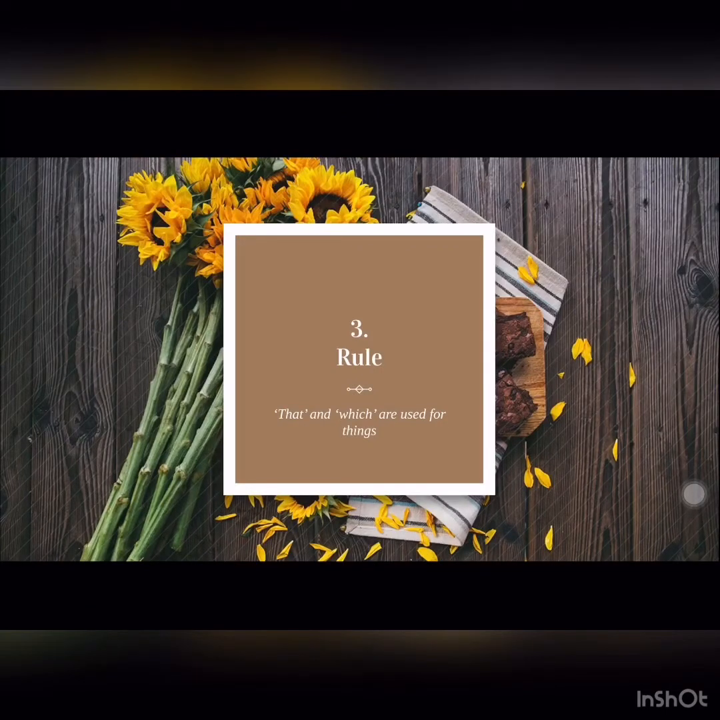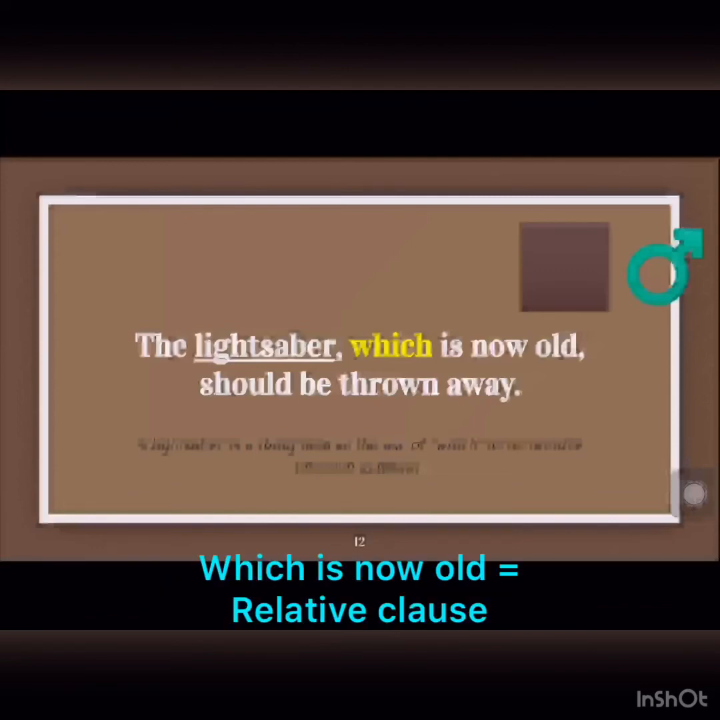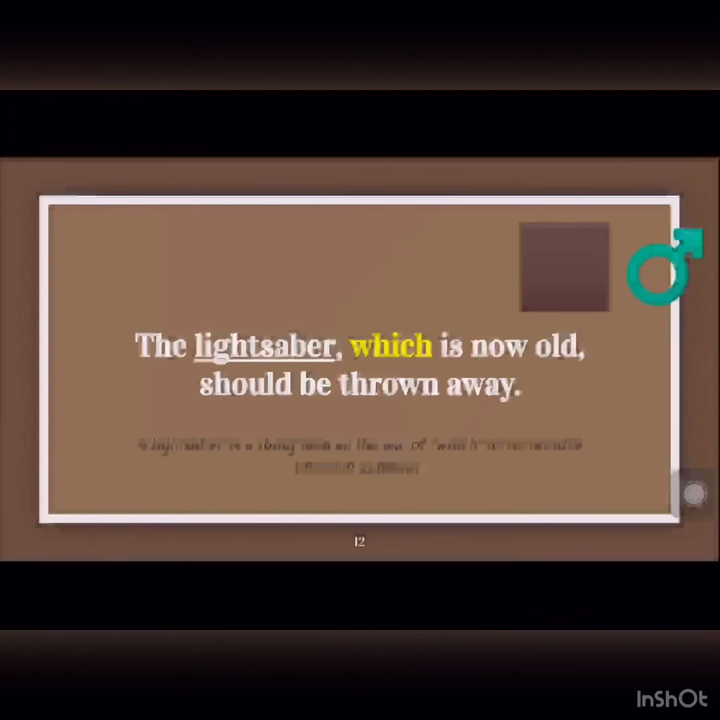Rule number three, that and which are used for things. We are no longer using humans. The lightsaber is not human. So the choice of relative pronoun is which, as in "which is now old" is a relative clause. Okay? So can you see the note down there? A lightsaber is a thing or item, so the use of which as its relative pronoun is fitting.